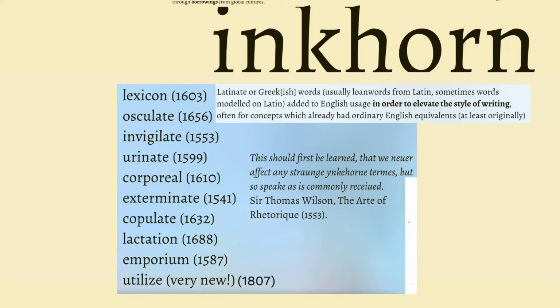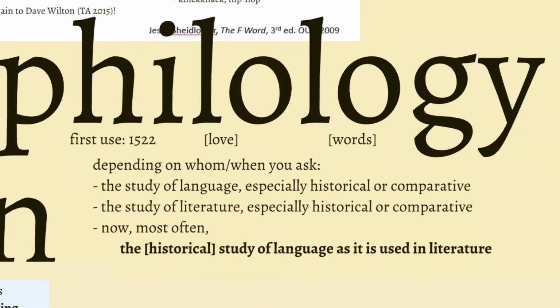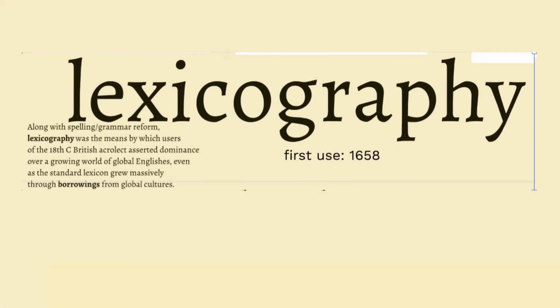And among the early Inkhorn editions, too, are two words we've come across already, and I'll close with these. We have philology, first used in 1522, which means essentially from the Greek philo and the Greek logos, love of words, which can mean, depending on whom or when you ask, the study of language, especially historical or comparative, the study of literature, especially historical or comparative, and now most often we use it to mean the study of language as it is used in literature, or specifically the historical study. And we get for the first time the word lexicography in 1658, which means the writing of dictionaries.